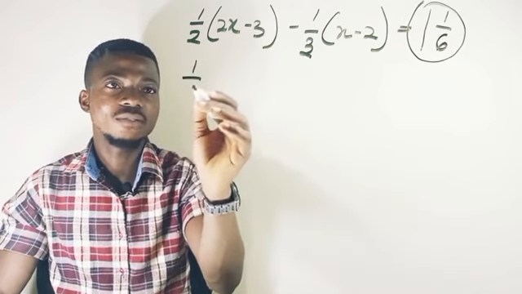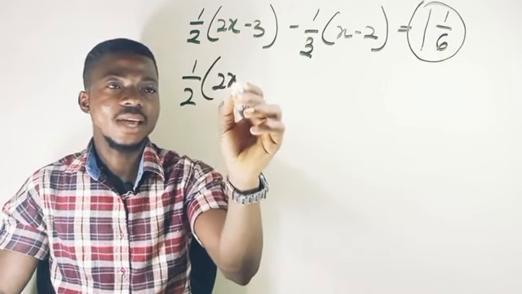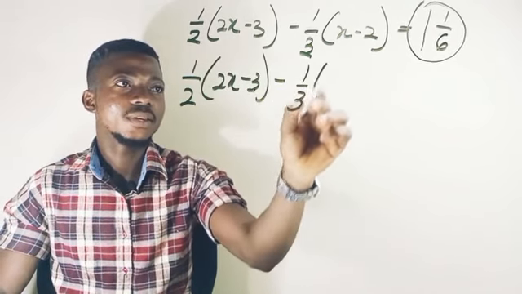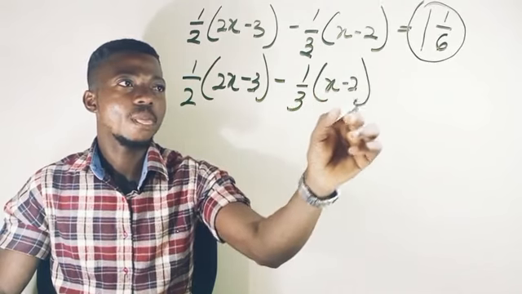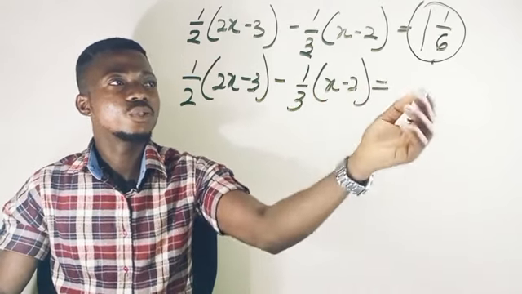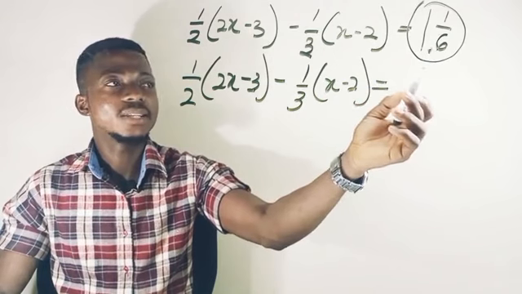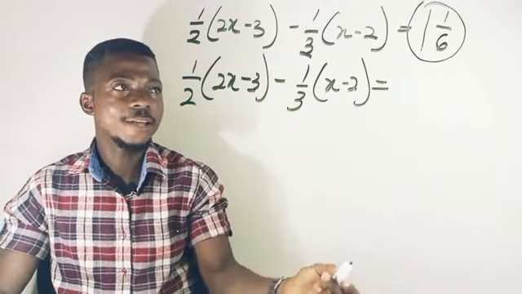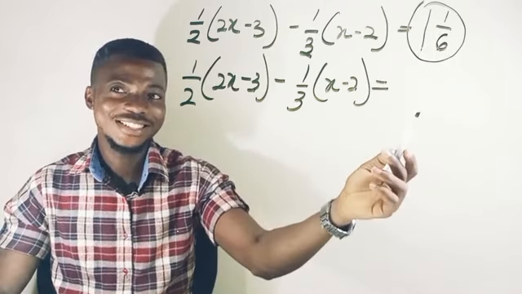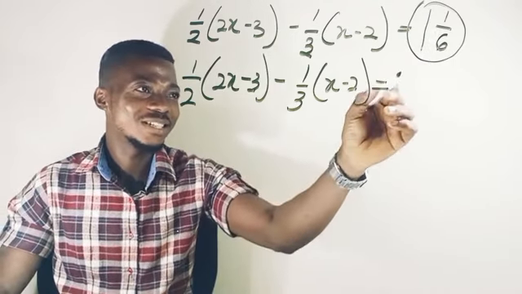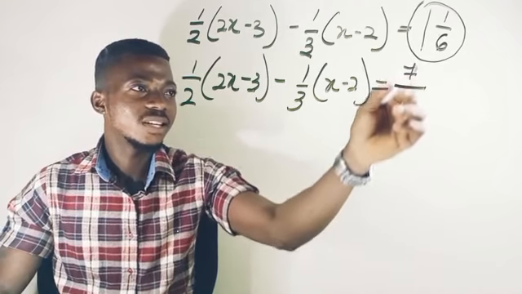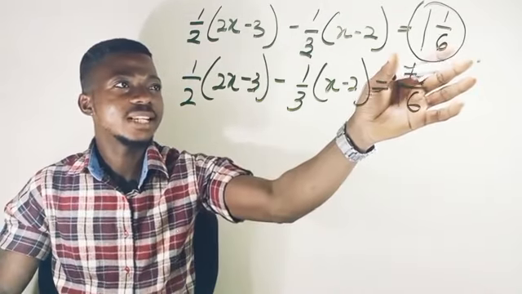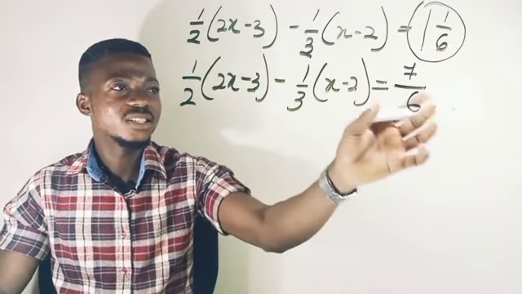I'm going to repeat this whole thing. So you have 1 over 2 times (2x minus 3), then 1 over 3 times (x minus 2), equal to... now how do you convert the mixed fraction? You multiply the denominator by the whole number. Then the answer you get, you add it to the numerator. So 6 times 1 is 6, plus 1, which is 7. So you get 7 all over the same denominator. Now you've converted this mixed fraction to an improper fraction.